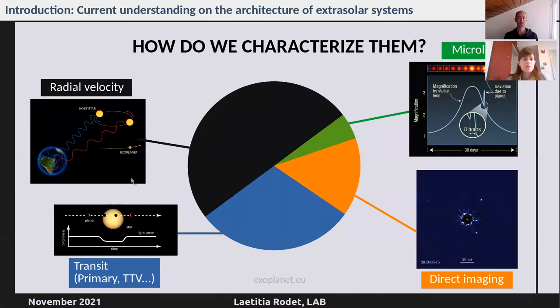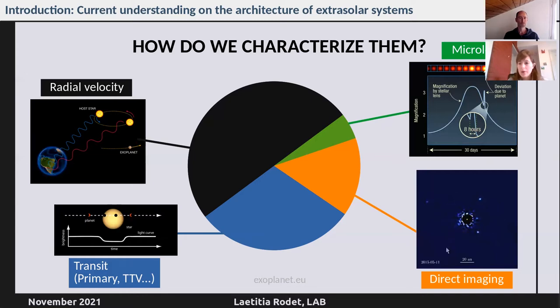So how do we get this data? Giant planets are found mostly through the radial velocity method, looking at the radial velocity wobble of the host star. On the other hand, transit is also detecting lots of giant planets, but it's mostly hot Jupiters. On the opposite side, you have direct imaging, which is solely discovering cold Jupiters for the moment. And then you have microlensing, which also finds some giant planets at a lot of different separations.